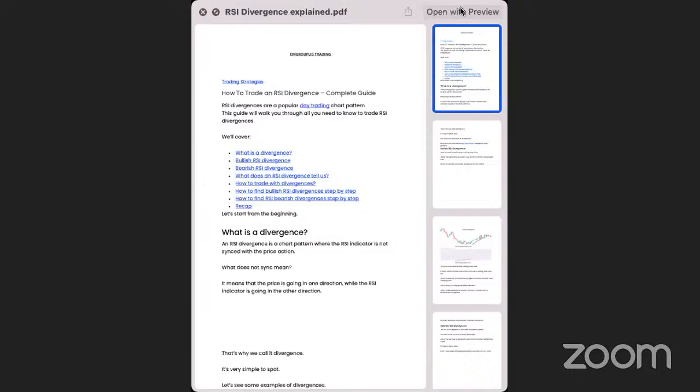So here we want to see the price making lower lows, and it's very important. We want to see the market making lower lows.